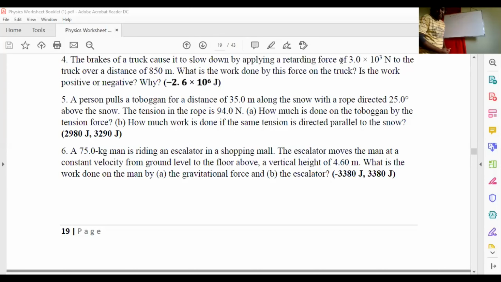All right, so question 5. A person pulls a toboggan for a distance of 35.0 meters along the snow with a rope directed 25 degrees above the snow. The tension in the rope is 94.0 newtons. Part A, how much work is done on the toboggan by the tension force? And part B, how much work is done if the same tension is directed parallel to the snow?